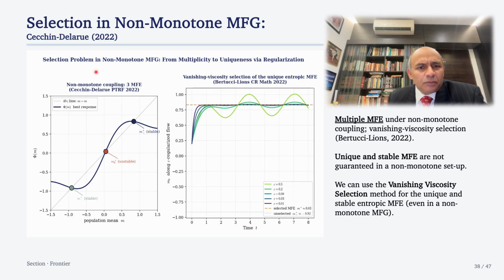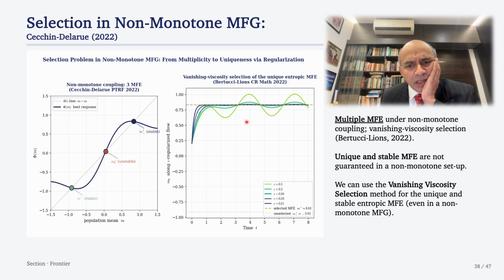The selection is non-monotone in the case of the mean field game. The selection problem is something that we need to discuss. Under Lasry-Lions monotonicity, our mean field game is unique, but if we drop the monotonicity assumption, we see a pitchfork bifurcation appear. In the non-monotone coupling scenario, have a look here on the left, we've got two stable and one unstable equilibrium. So we've got three equilibria. That is obviously not unique.